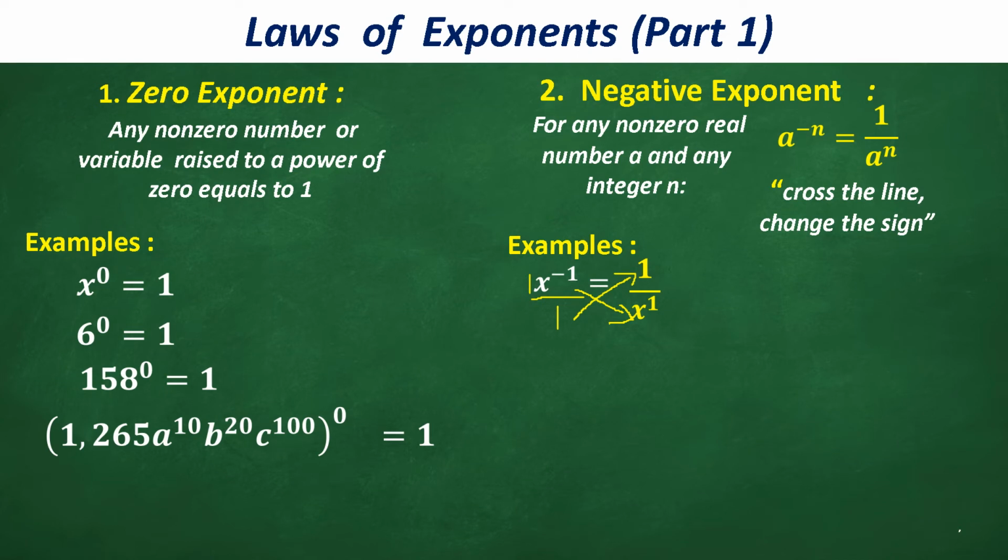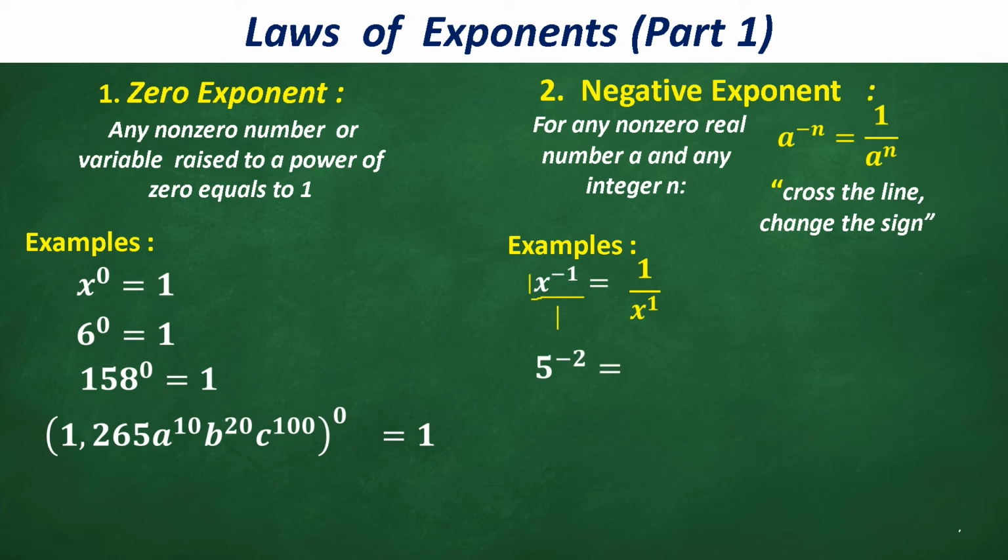Di natin kailangan ng exponent kapag ang kanyang exponent ay positive 1. We don't need to write it anymore. Automatic na yon pag walang numerical coefficient sa harapan ng isang variable or exponent ng isang variable or isang number, ang kanyang exponent ay positive 1.